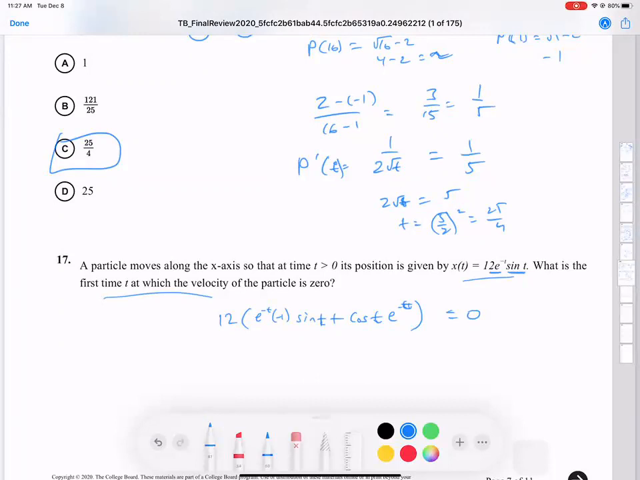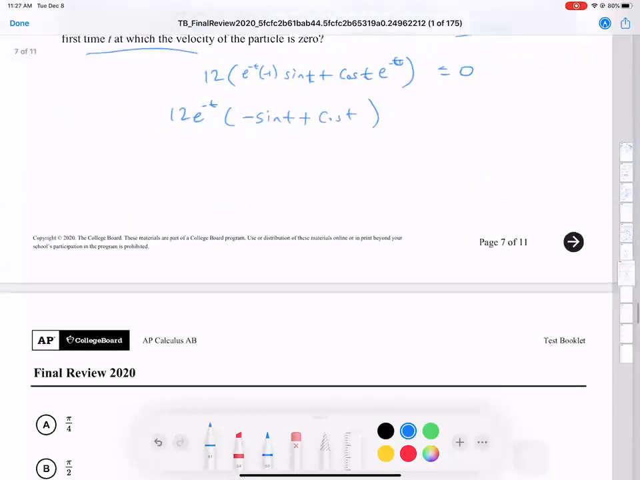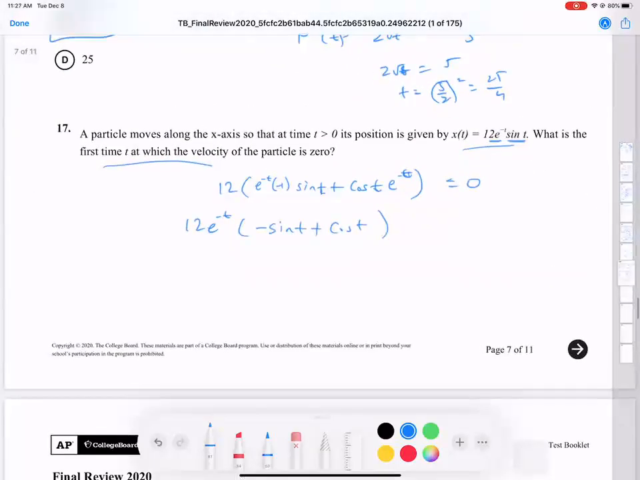So I'm going to go ahead and factor the 12 e to the negative t out, and we're left with negative sine of t plus cosine of t. Right. So our idea is that either this will go to 0 or this will go to 0.